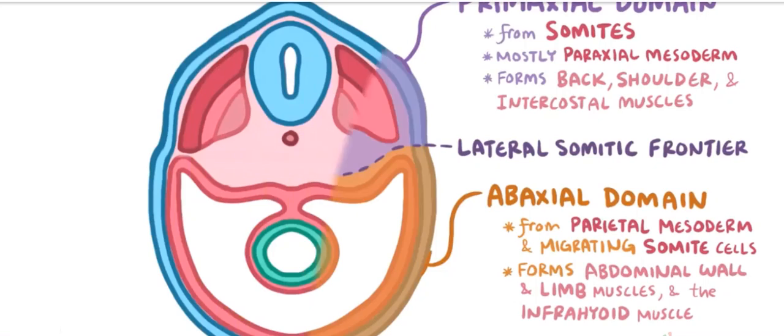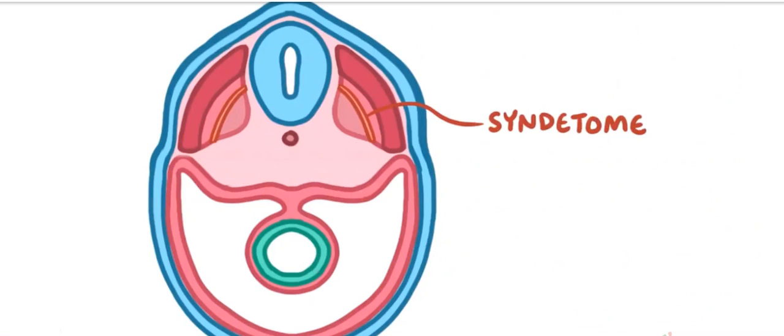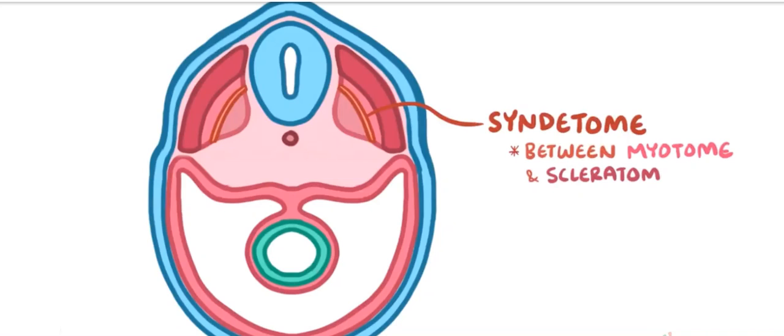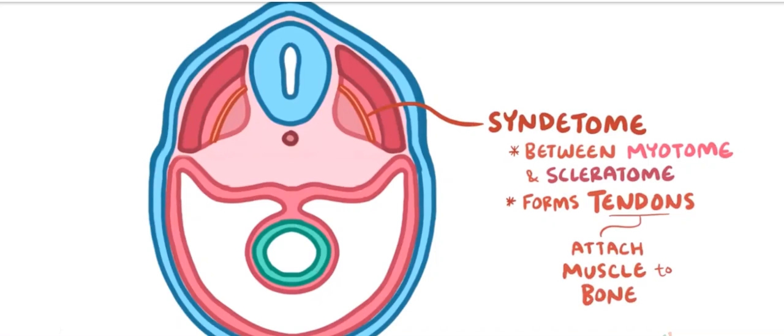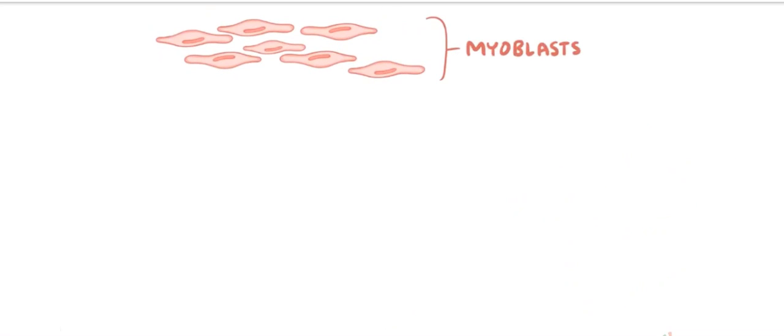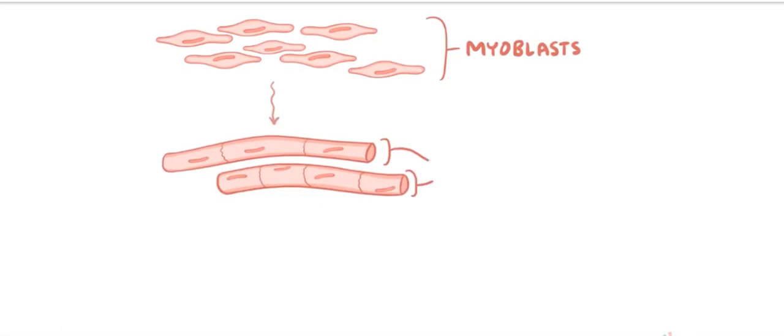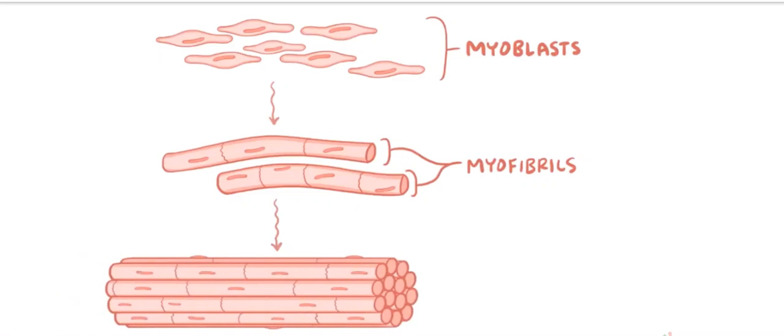Finally, the last little guy we didn't mention here is the syndotome, which arises between the sclerotome and the myotome. And the syndotome gives rise to the tendons, which are flexible collagen cords that attach skeletal muscles to bone. Now, early muscle cells are called myoblasts, and they merge into long spindles of muscle tissue called myofibrils. These myofibrils bundle together and fuse to form cylindrical skeletal muscle fibers. As an analogy, if you were to hold a bunch of straws, the individual straws would be the myofibrils, and the whole bunch would represent one muscle fiber.